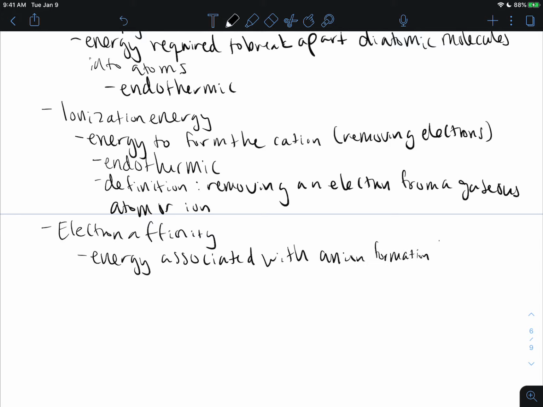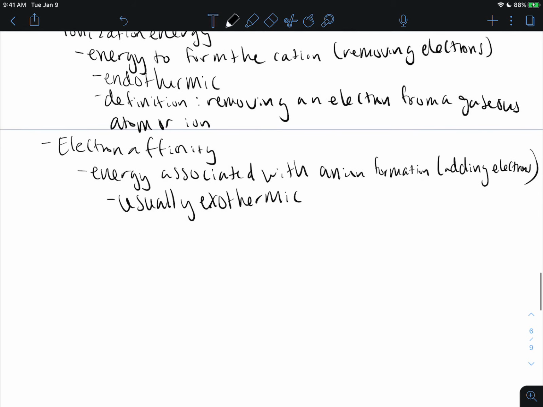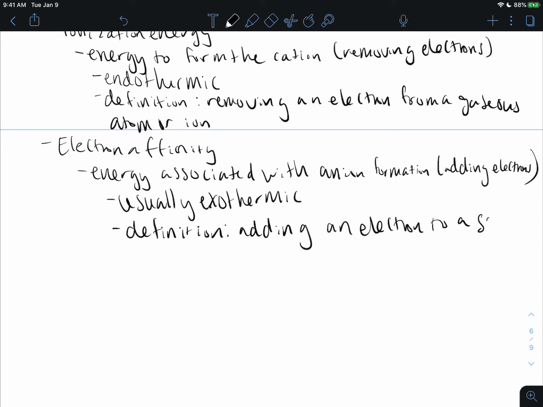So, adding electrons. This is usually exothermic, but sometimes endothermic. And again, when we think about the definition here, this is going to be adding an electron to a gaseous atom or ion.